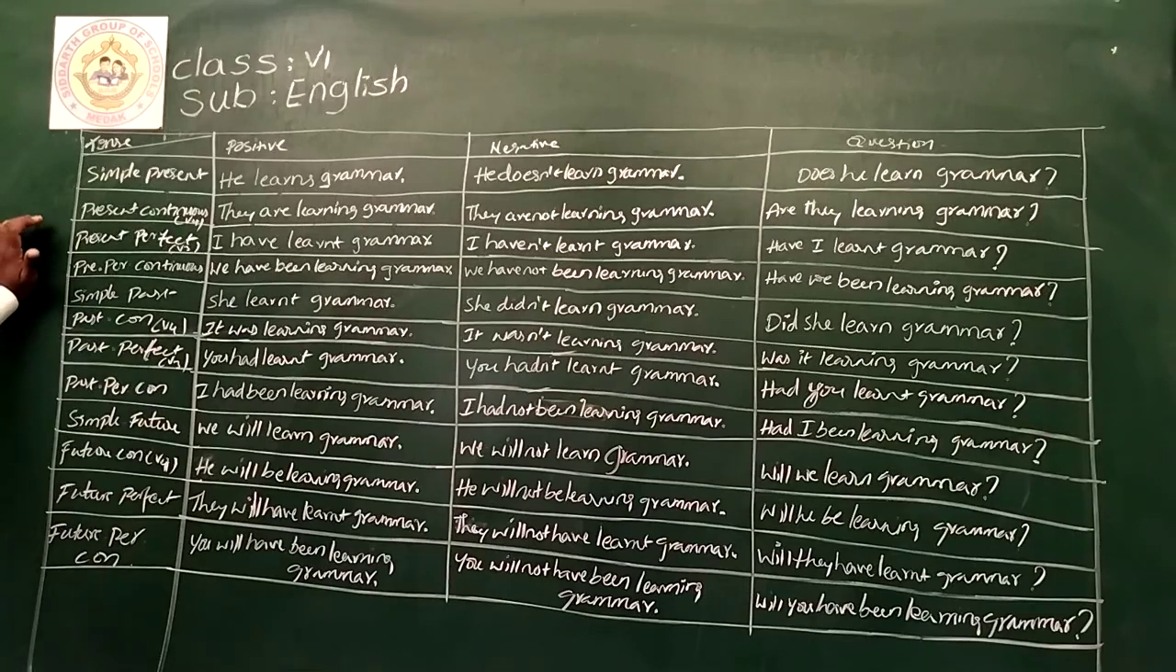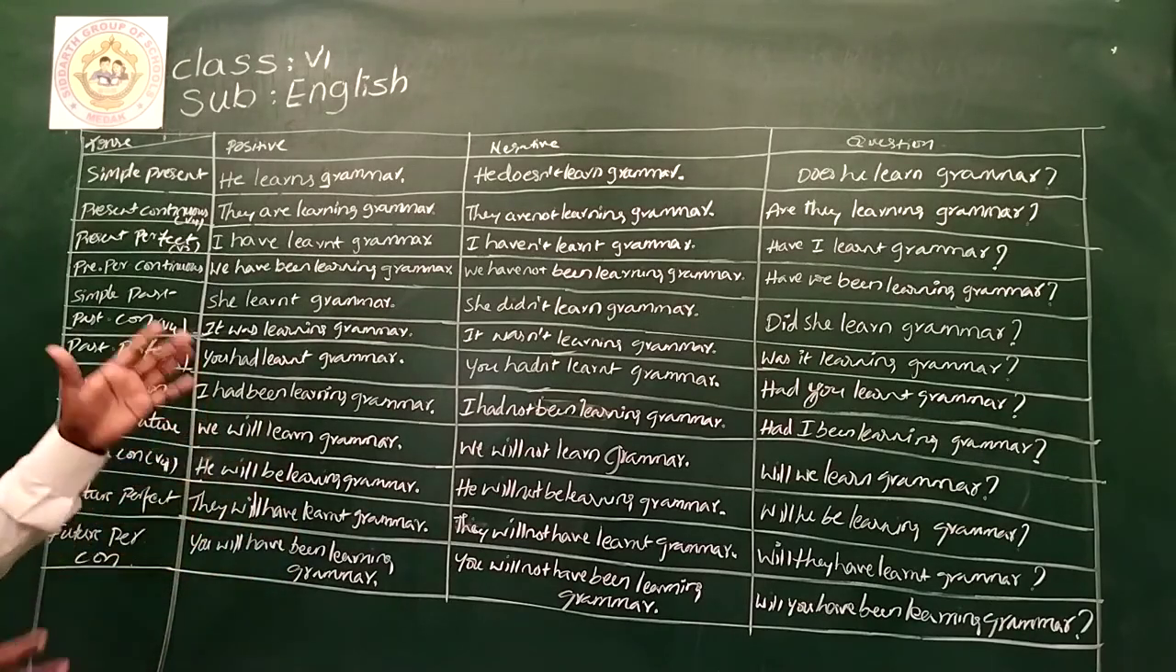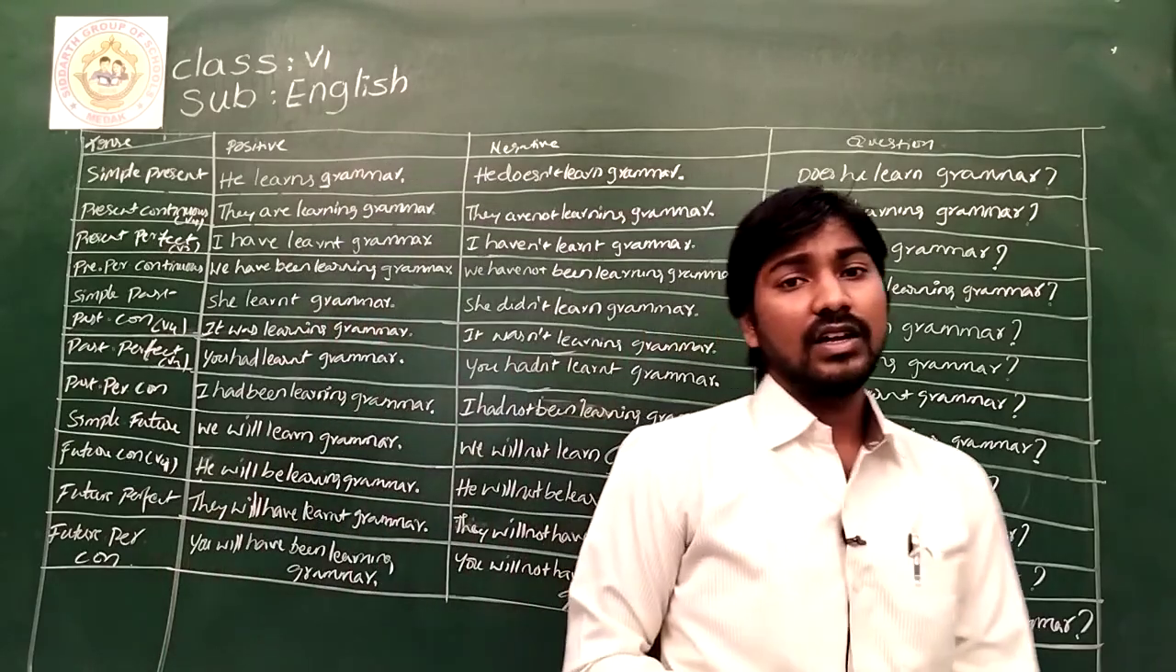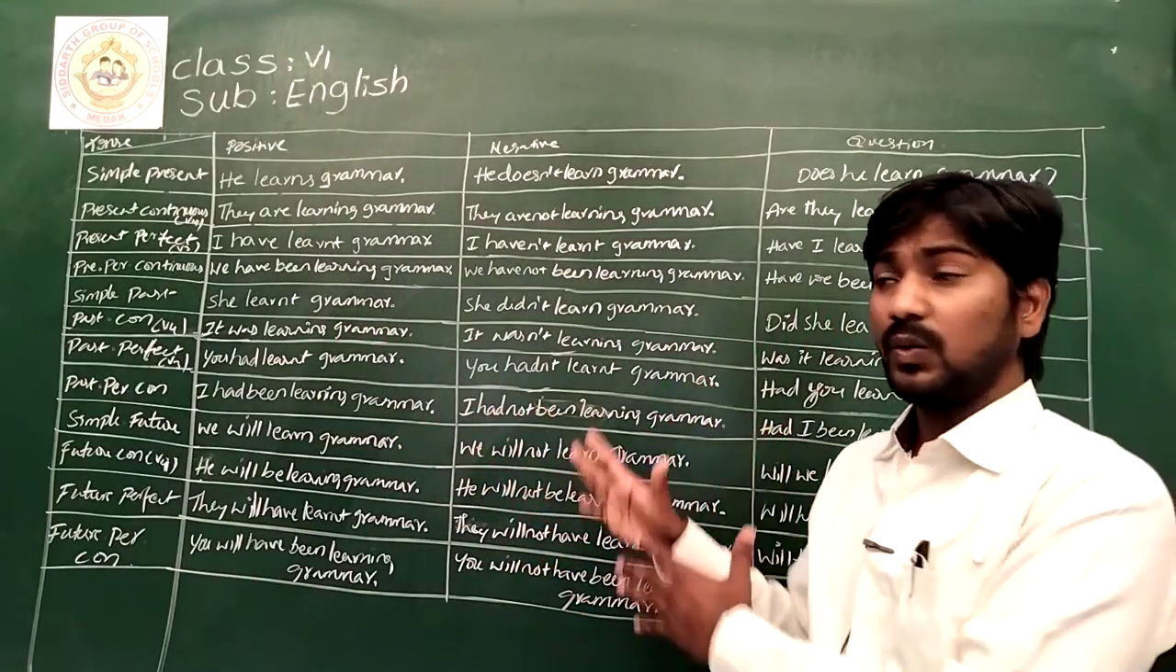Next one, simple past tense, subject plus V2. She learnt grammar. She didn't learn, because did already is V2. Did she learn grammar? Next, past continuous. I was learning grammar. I was not learning grammar. Was it learning grammar? Past perfect, subject plus had plus V3. You had learnt grammar. You hadn't learnt grammar. Had you learnt grammar? Next, past perfect continuous. I had been learning grammar. I had not been learning. Had I been learning? So everything is on the table. You look at that clearly: all the tenses, positive, negative and question form.